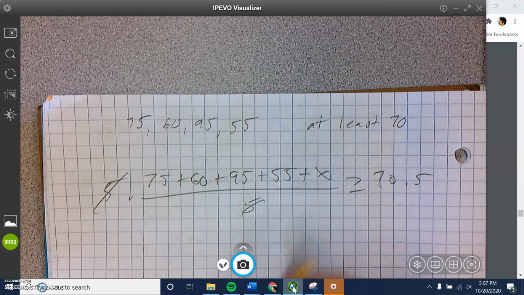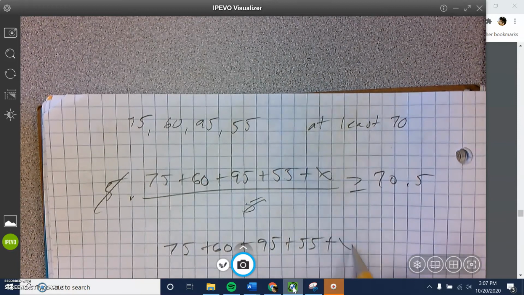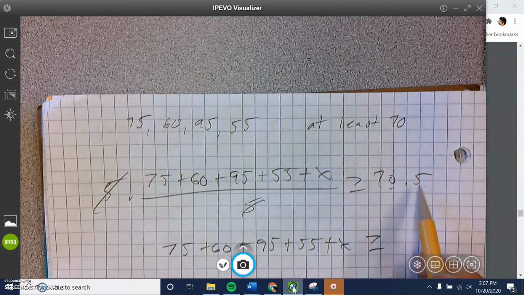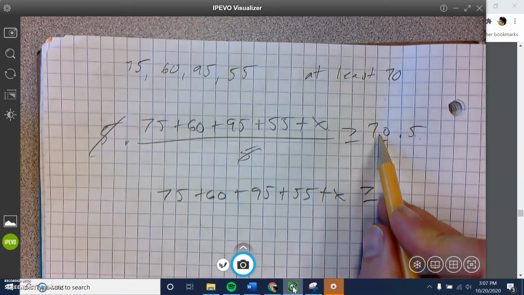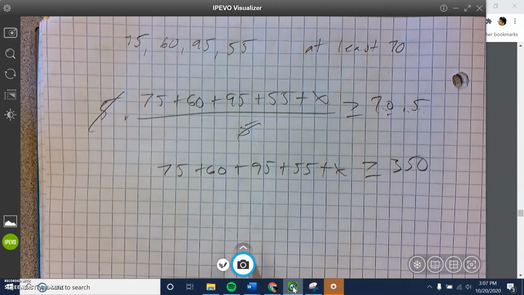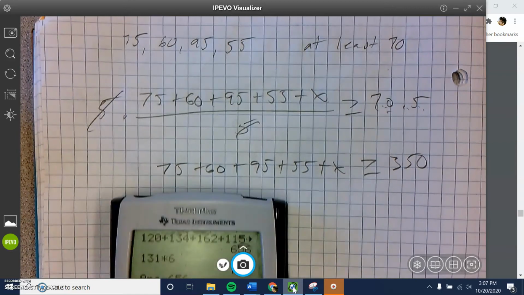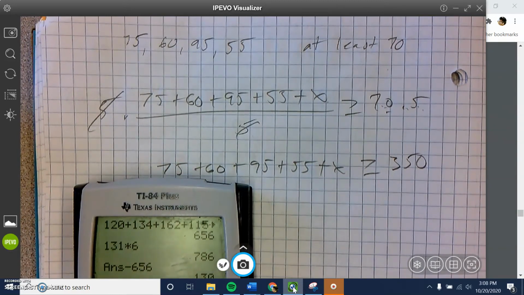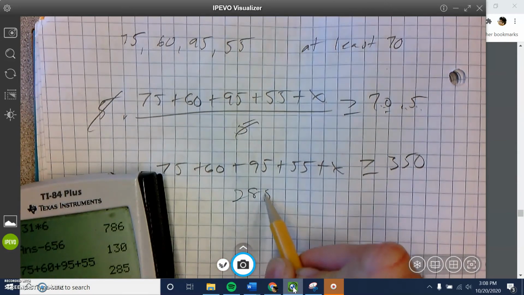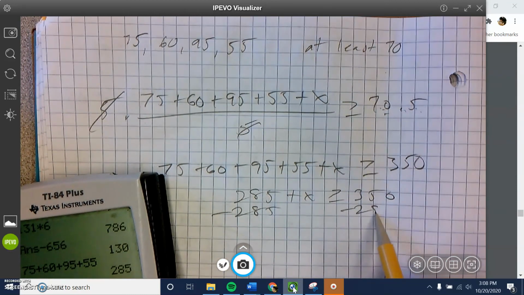So 5 divided by 5 is 1, and then you've got 75 plus 60 plus 95 plus 55 plus x is greater than or equal to 70 times 5. 7 times 5 is 35, times the 10 is 350. Bam. Now I can add all these up. Get the same answer if I added first. 75 plus 60 plus 95 plus 55 is 285. 285 plus x is greater than or equal to 350, minus 285.